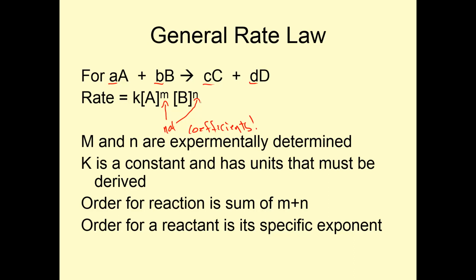If I tell you that iron rusts very quickly, how fast does tin rust? I don't know. That's the real answer. I don't know. Give me some tin. Let me make it rust. Okay. K is a constant and has units that must be derived. Order for the reaction is the sum of M plus N. Order for a reactant is its specific exponent. That slide right there was pretty much the pod quiz.